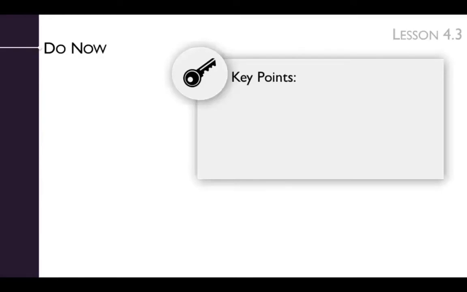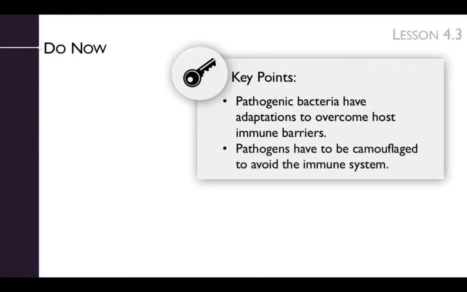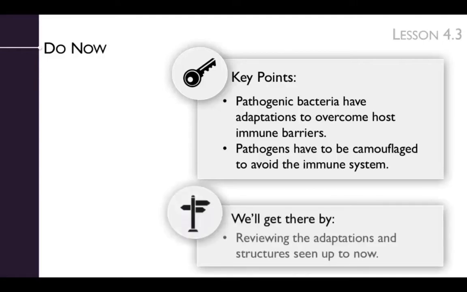The key points of the do now are that pathogenic bacteria have adaptations to overcome host immune barriers, and pathogens have to be camouflaged to avoid the immune system. We'll get there by reviewing the adaptations and structures seen up to now.